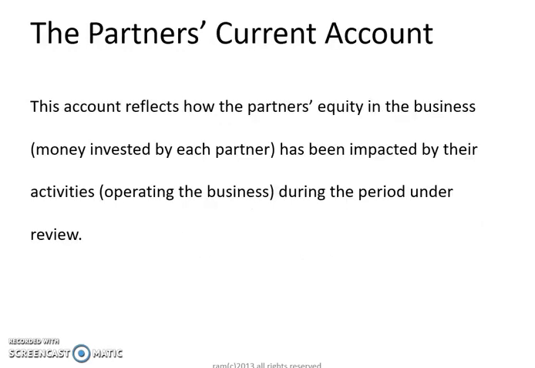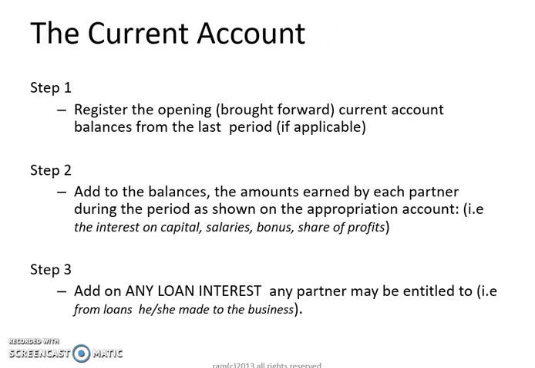Alright, so the partner's current account then reflects how the partner's equity, or their interest in the business, right? How has it been impacted by their activities in operating this business during the period under review? So there, like the appropriation account, we divide this into 6 steps, to make a sort of easy comparative way of remembering things.